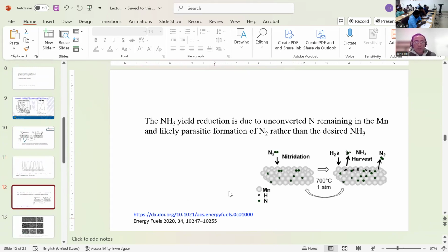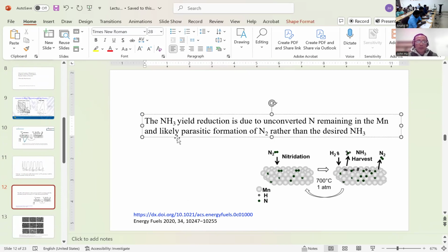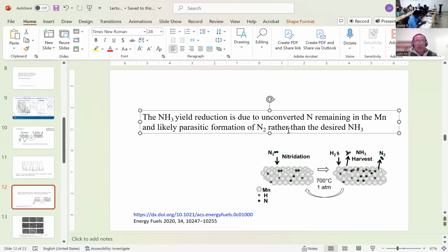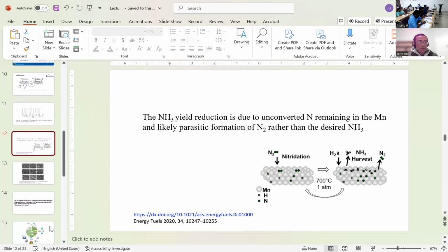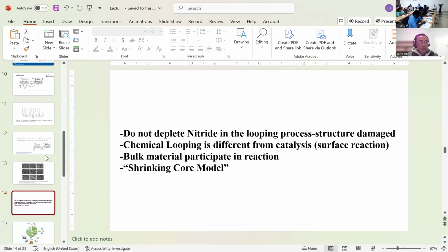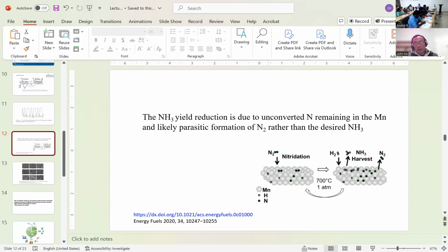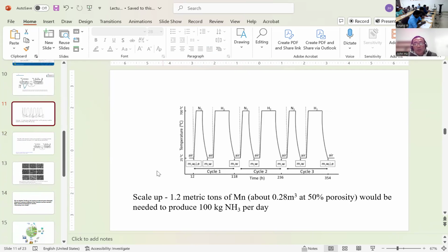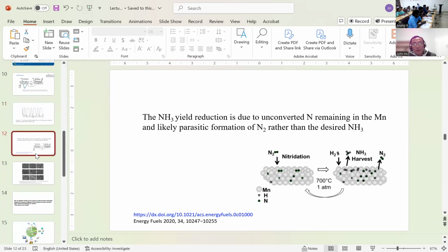So the second paper was published in ACS Energy and Fuel. So they basically say nitrogen yield reduction is due to, no, I'm sorry. I think I jumped a little bit further. Okay, all right. So it is from this paper, but I used the cartoon from the first paper because this paper from Energy Fuel did not show any cartoon. Let me back up. That's why I don't believe this is experimental data, because the second paper, Energy and Fuel, says ammonia yield reduction is due to unconverted nitrogen remaining in the manganese and likely the formation of N2 rather than the desired NH3.